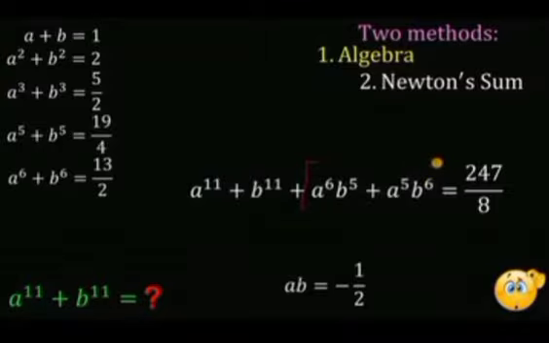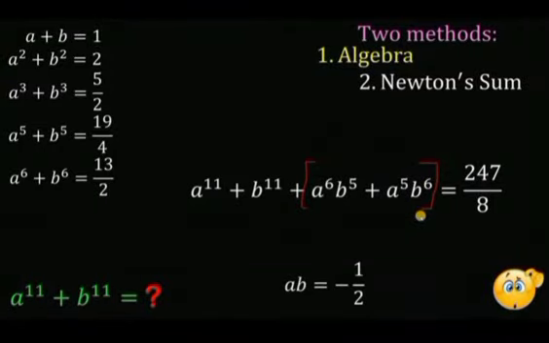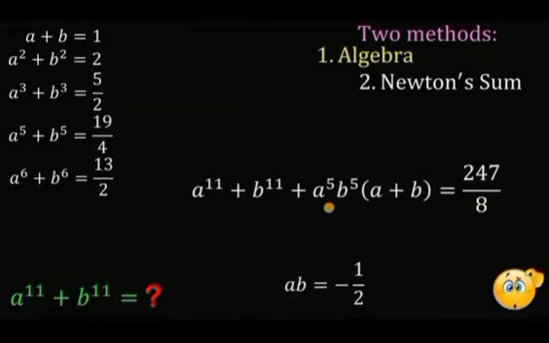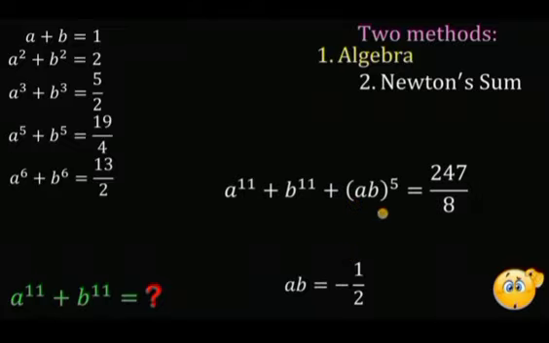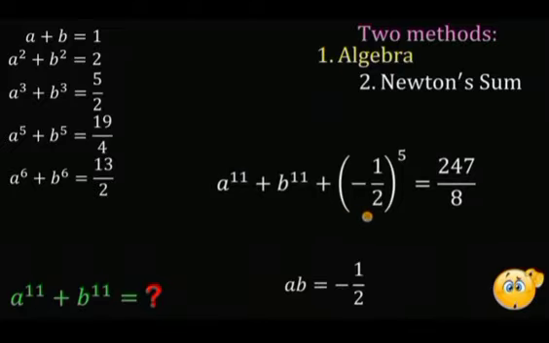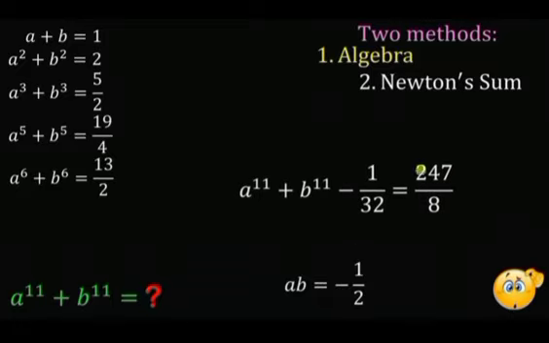Now, on the left side of our equation, let's rearrange some terms a little bit. From these two terms, let's factor out a raised to the 5th power times b raised to the 5th power. And we have a raised to the 5th power times b raised to the 5th power times a plus b. Now, we know a plus b is given, which is 1. So we can replace this with 1. And a raised to the 5th power times b raised to the 5th power, we can rewrite this as ab raised to the 5th power. Now, we know a times b is again negative 1/2. Now, negative 1/2 raised to the 5th power, or negative 1/2 times negative 1/2 five times, you get negative 1 over 32.